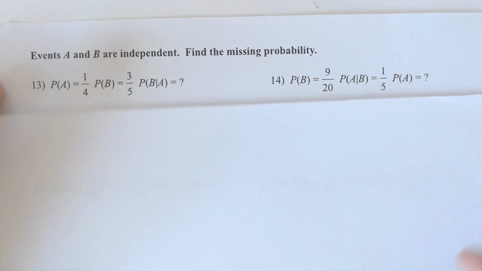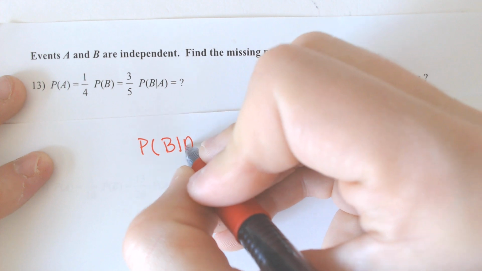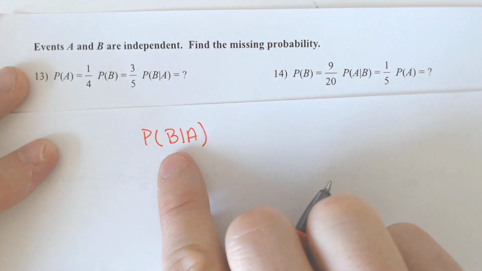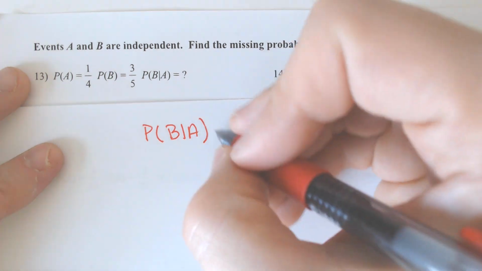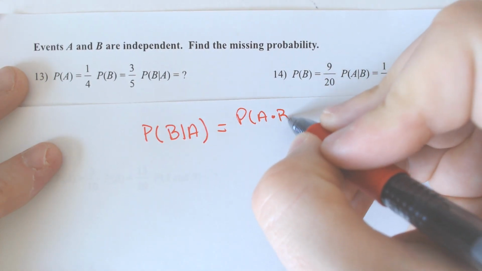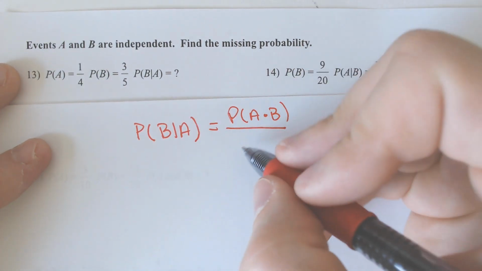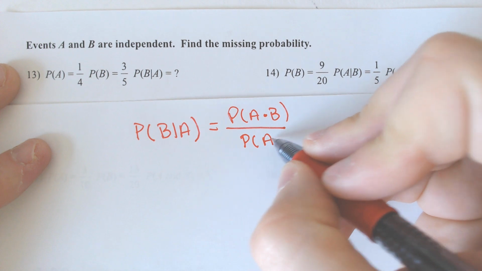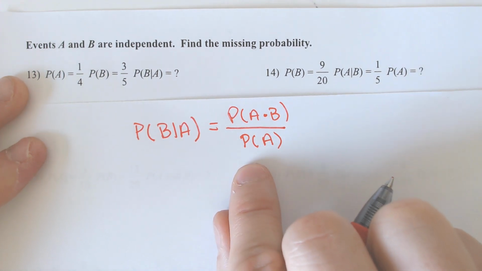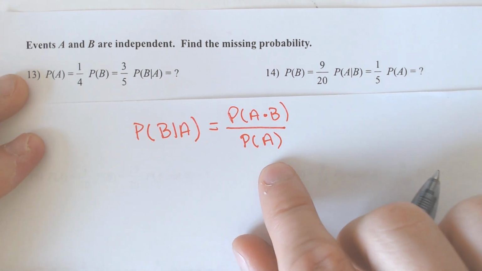Okay? So, if we have probability of B given A, that's what that bar means. So this could be used for conditional probability. Then it will be the probability of A and B multiplied together, divided by the probability of A. Whatever letter this is going to be on the bottom. So probability of A and B divided by probability of A.